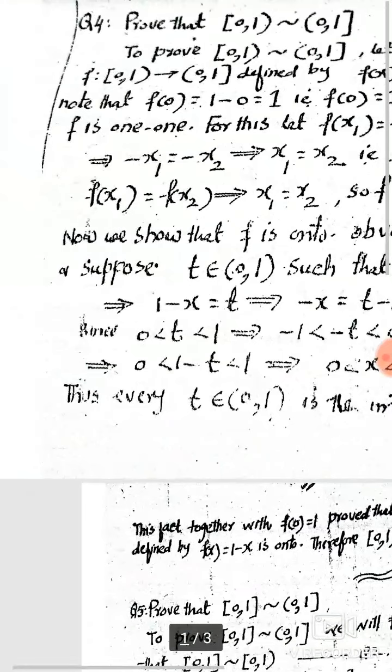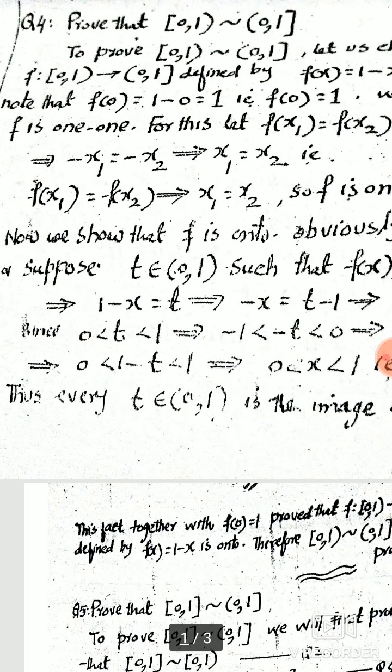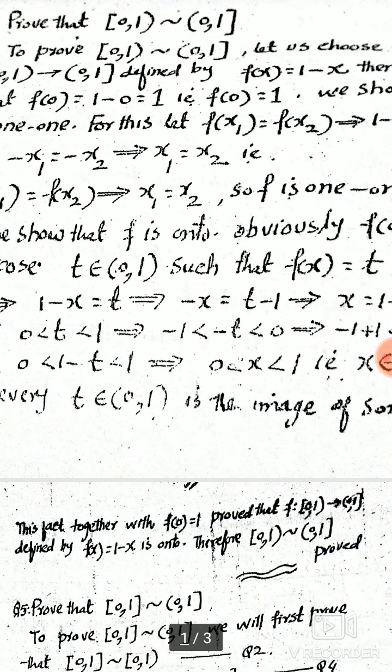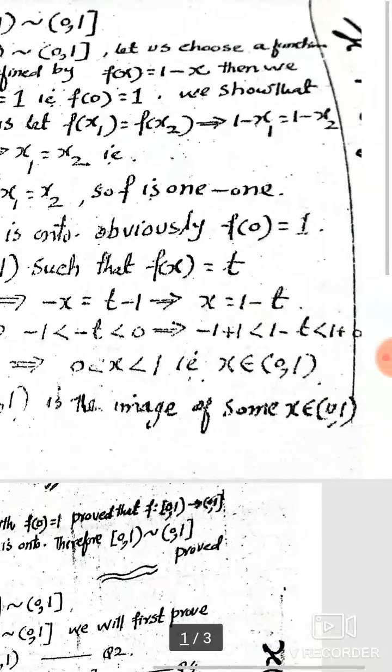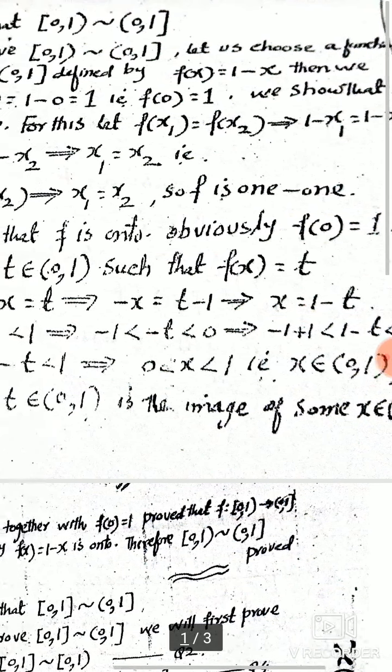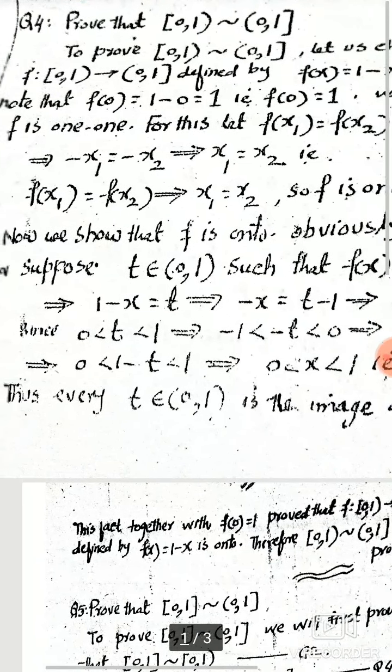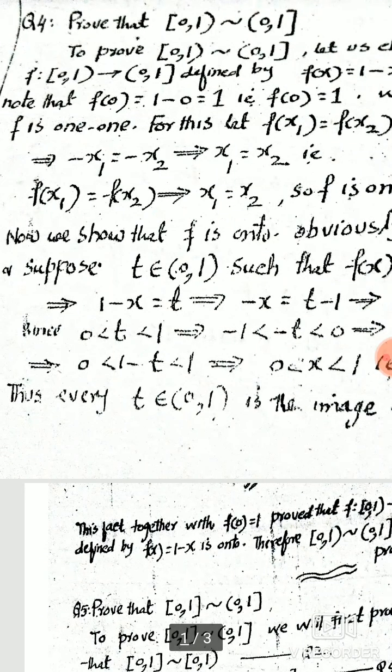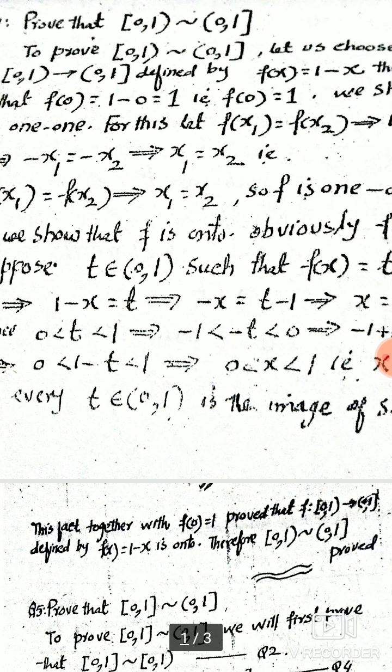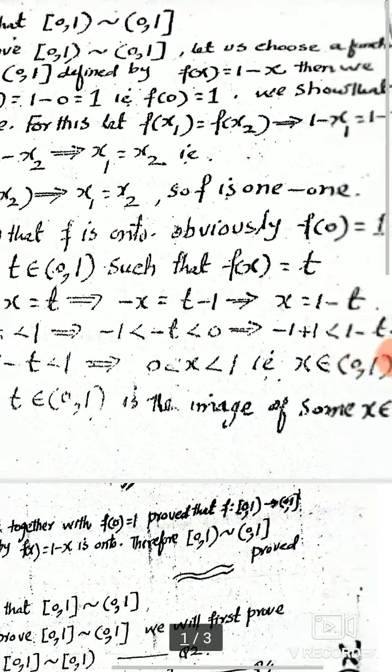We show that f is 1-1, the function is one-to-one. For this, let f(x1) = f(x2). So f(x1) = 1 - x1 and f(x2) = 1 - x2. Cancelling 1 from both sides, this implies that -x1 = -x2. Multiply both sides by -1. This implies that x1 = x2. That is, f(x1) = f(x2) implies that x1 = x2. So f is 1-1.